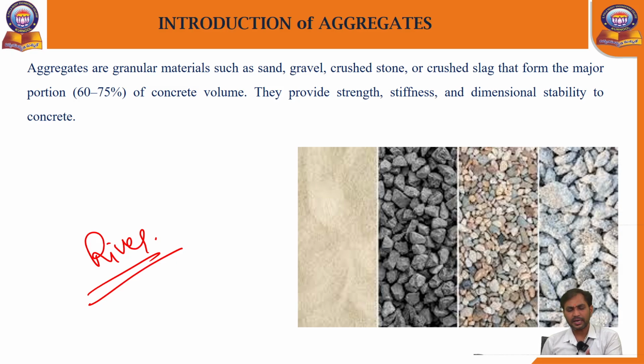Okay, so the river sand will have the standard and perfect size particles. Coarse aggregates will be available as natural gravel, or as crushed materials from manufacturing places or factories. Aggregates are granular materials such as sand, gravel, crushed stone or crushed slag that form the major portion, 60 to 70%, of concrete volume.